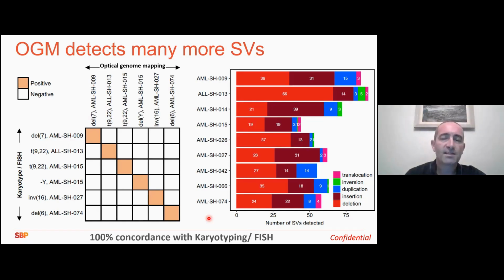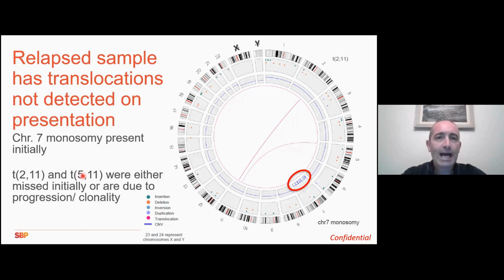This is just one example from one of our relapse samples. So we knew when this patient first presented that they had this deletion on chromosome 7. You can see it here in the gene track. And we can also see many more deletions across chromosome 7, which could well be involved in the disease progression.